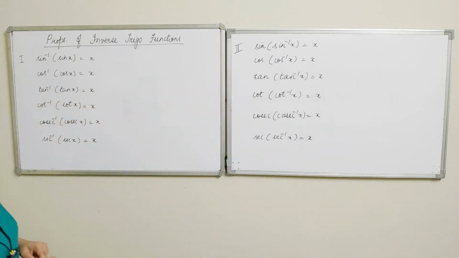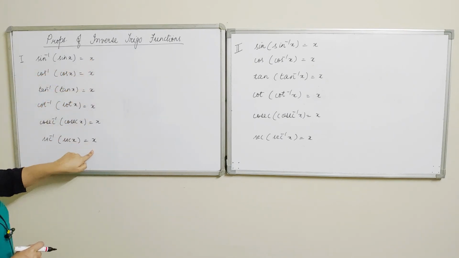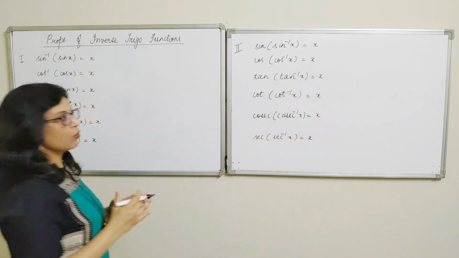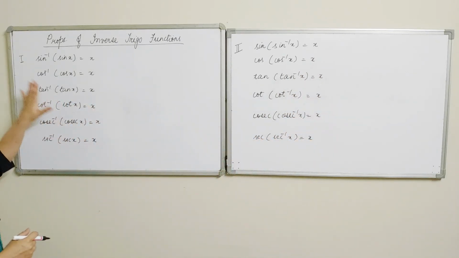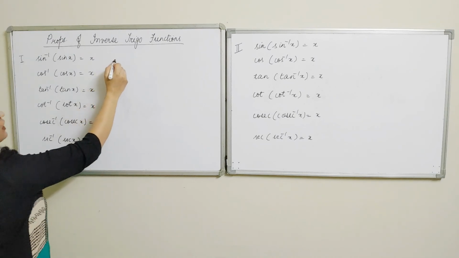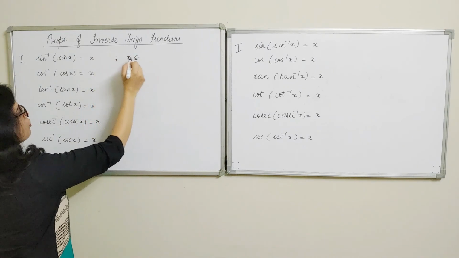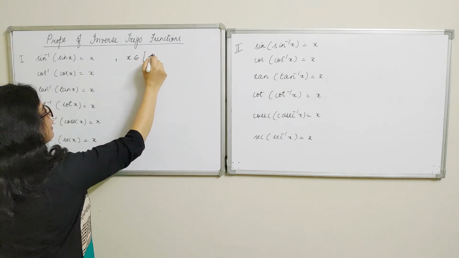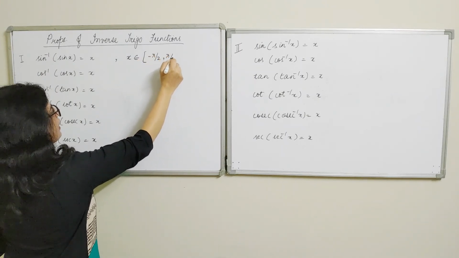Now looking at these two sets of properties, one thing is common. You notice that each result gives us x here. Likewise here, each result gives us x. But what is x? That's what we have to see. So when we are dealing with this kind of an identity, here x belongs to the principal branch of the sine inverse function. That means x is an angle.